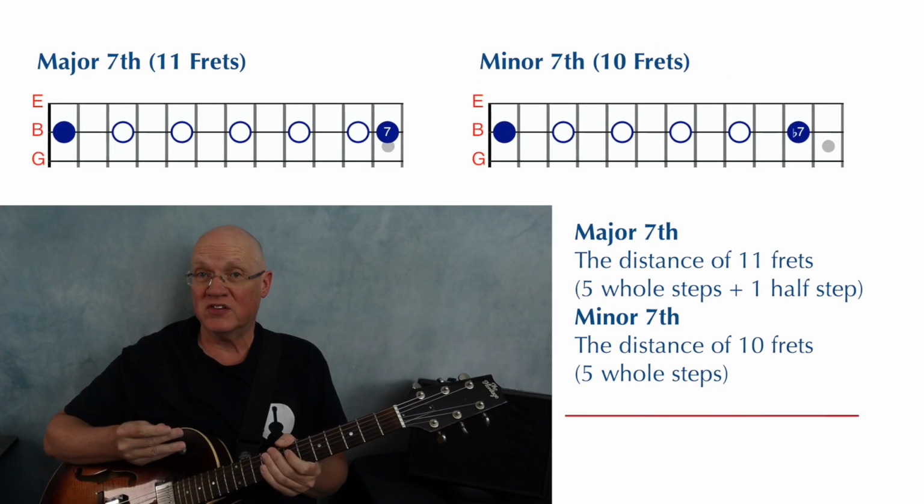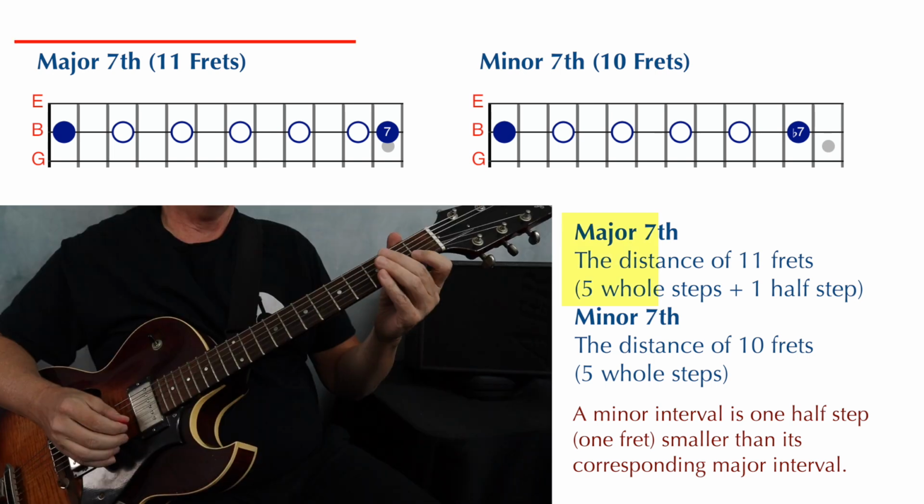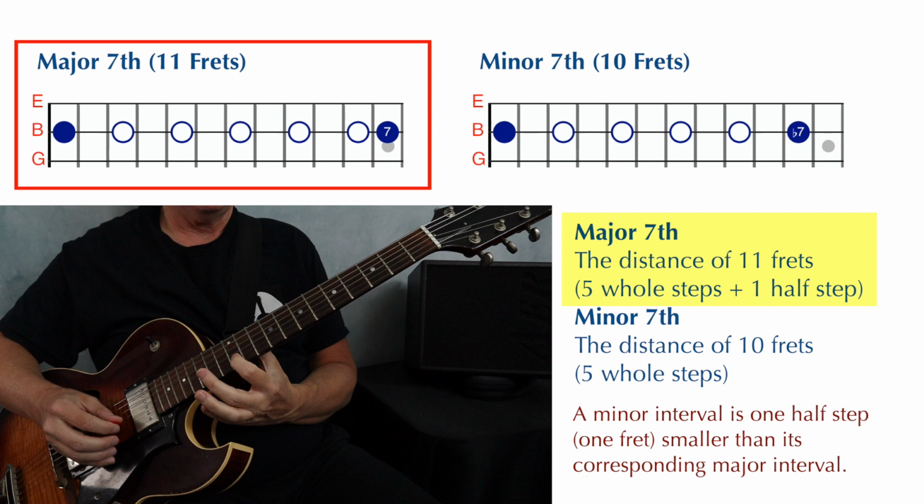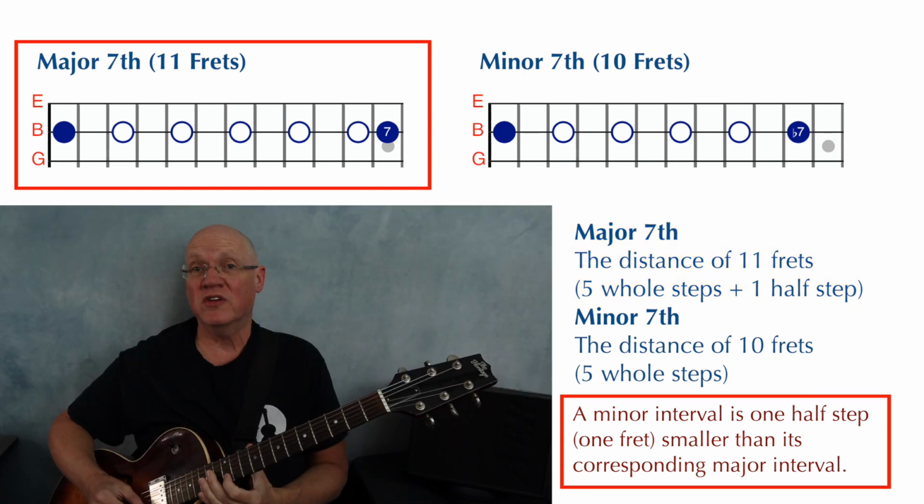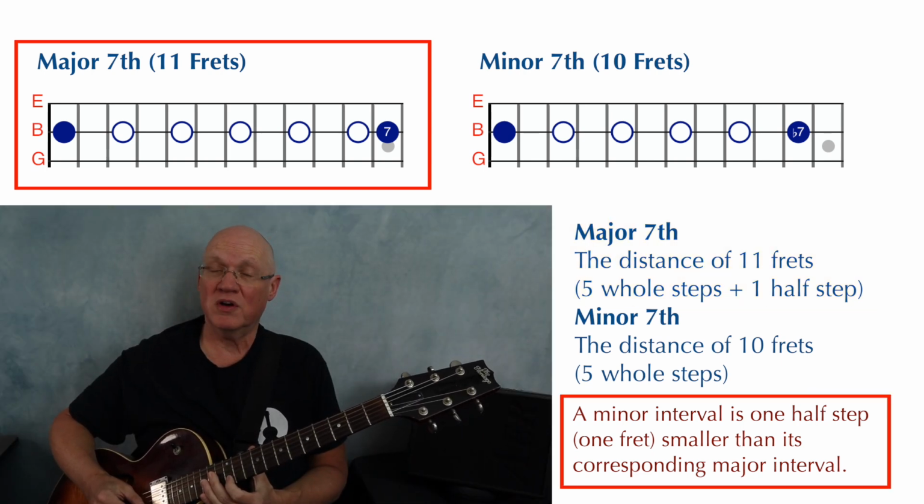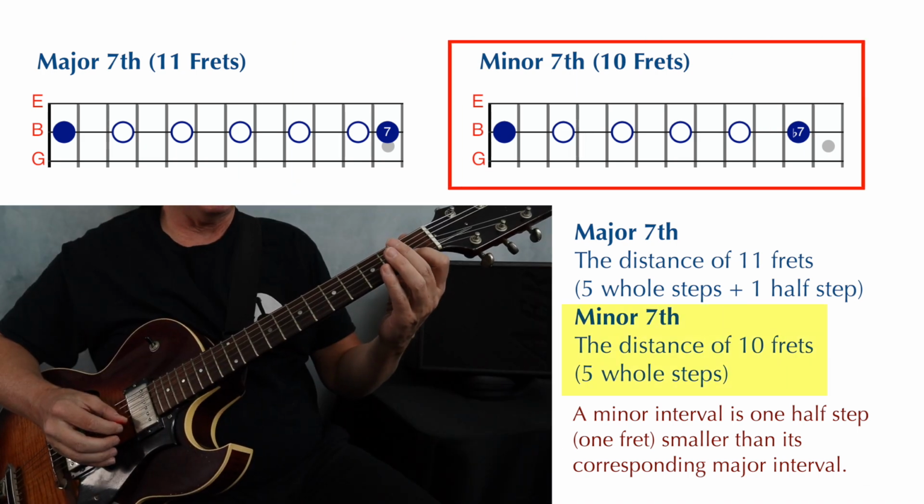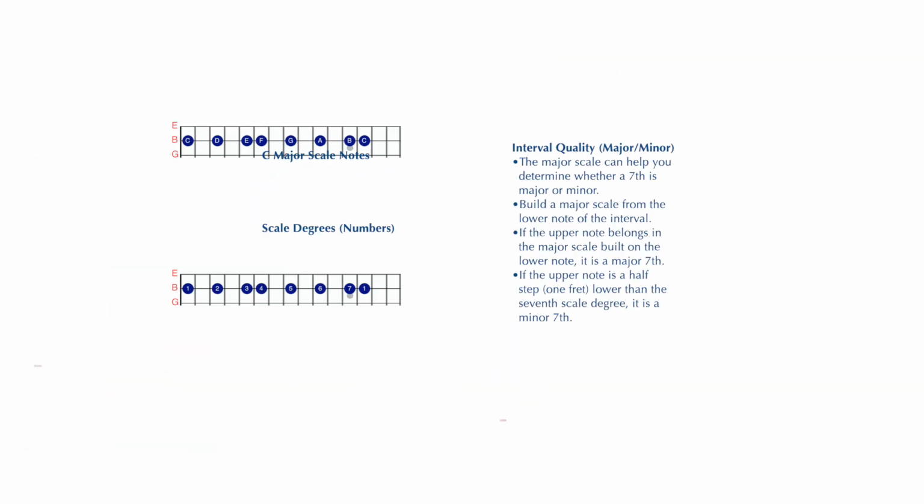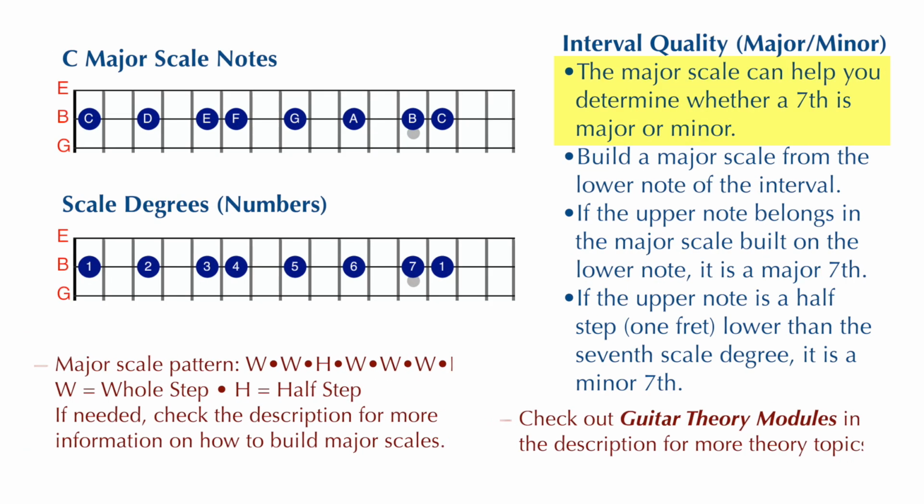You can further define sevenths as major and minor. On the guitar, a major seventh is the distance of 11 frets. A minor interval is 1 fret or 1/2 step smaller than a major interval, so a minor seventh is the distance of 10 frets. You can use the major scale to figure out if a seventh is major or minor.